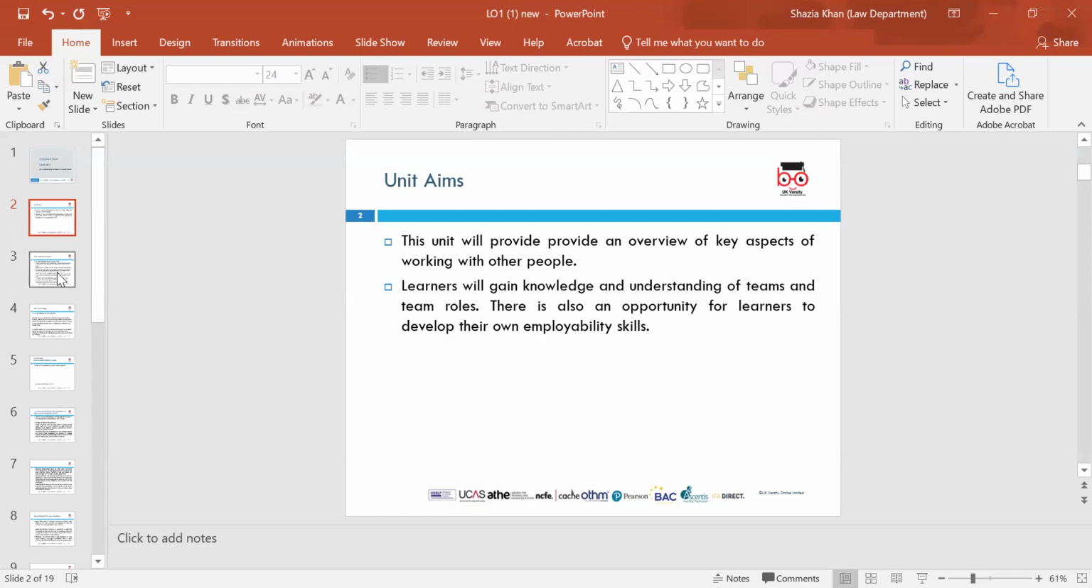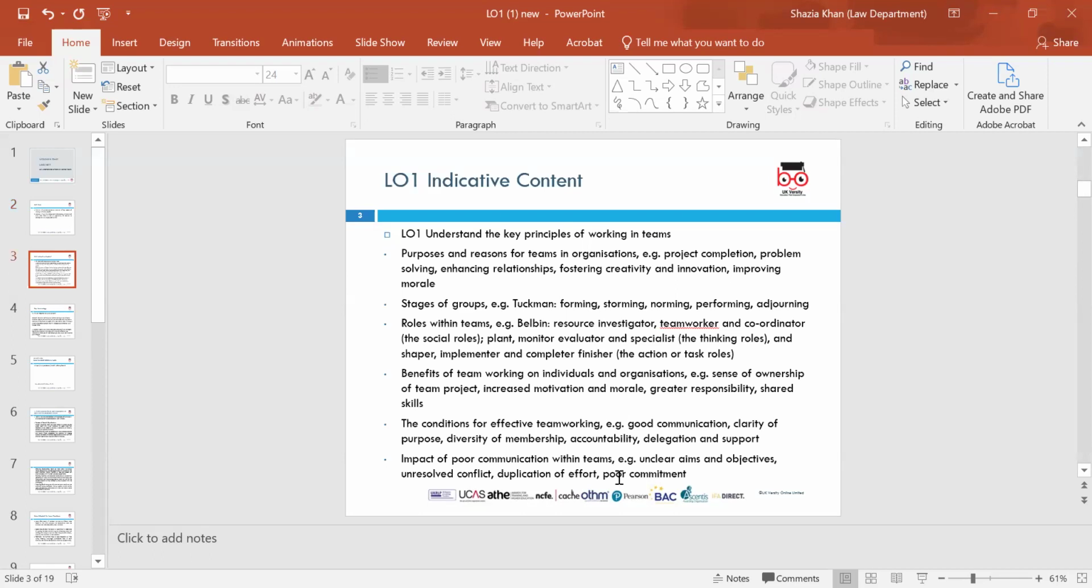So let's go on to the other slide. So indicative content. Learning outcome 1 is there to look at the key principles, as I've mentioned, of team working. So the purposes and reasons for teams in organizations, things like project completion, problem solving, enhancing relationships, fostering creativity and innovation, improving morale, that's really important as well. Stages of group development, Tuckman: forming, storming, norming, performing, and adjourning, which we'll be looking at. Roles within teams, Belbin: resource investigator, team worker, coordinator, plant, monitor evaluator, and specialist. So these are thinking roles. And then we look at the action roles, which are shaper, implementer, and completer finisher. Now, people put these names on individuals because of how they perform.